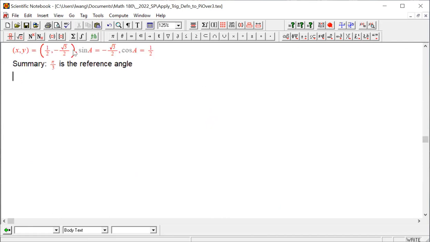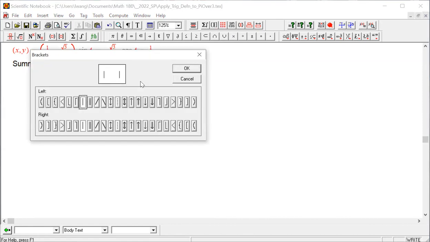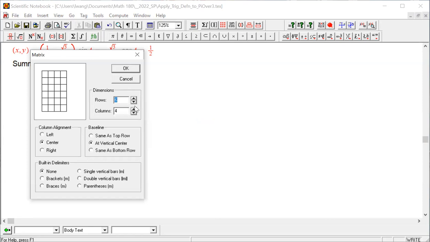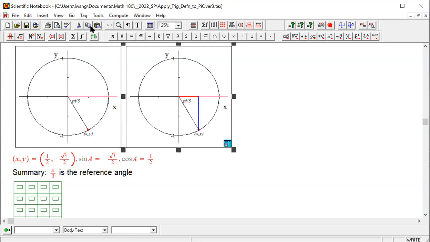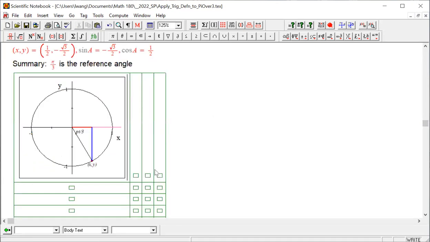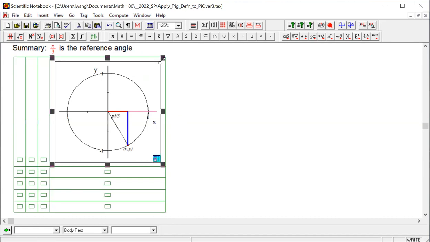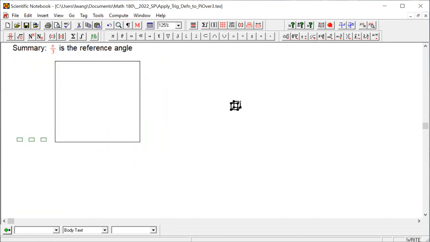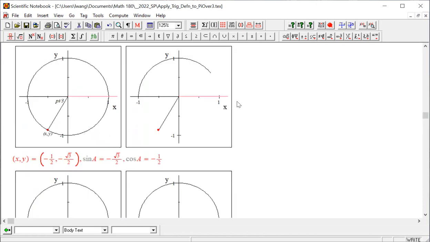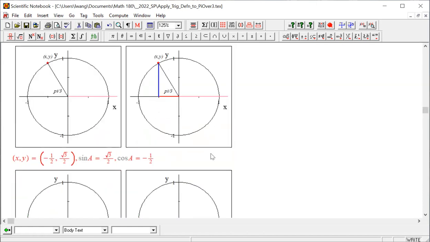Now, summary. So this summary is similar to what we have done before. It's just one by one, we put them together very soon. Hold on. I'm going to put this on the fourth quadrant place. This terminates on the first quadrant, second quadrant.